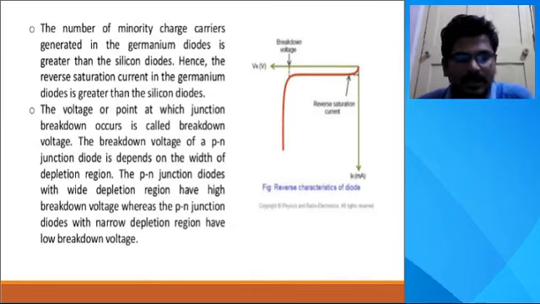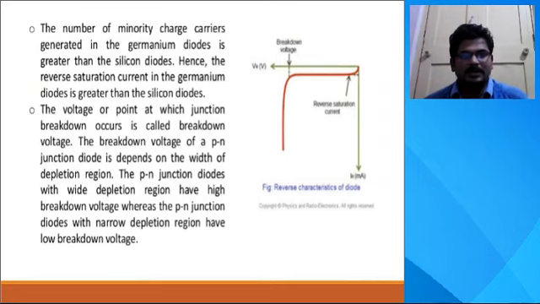This is the reverse saturation current. The number of minority charge carriers generated in the germanium diode is greater than in the silicon diode, because the breakdown voltage is very low for germanium, that is 0.3 volts. Hence the reverse saturation current of the germanium diode is greater than that of the silicon diode. Practically, if you observe, for germanium we get the reverse saturation current in microamperes. Coming to silicon, the reverse saturation current is in nanoamperes. For this point, we can refer to the Boylestad textbook for electronic devices.